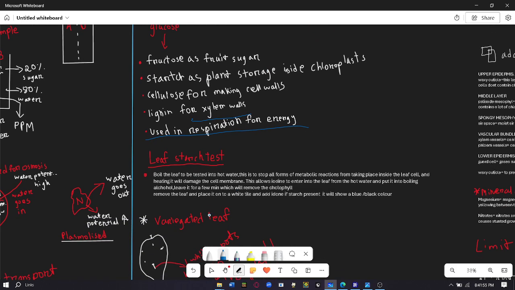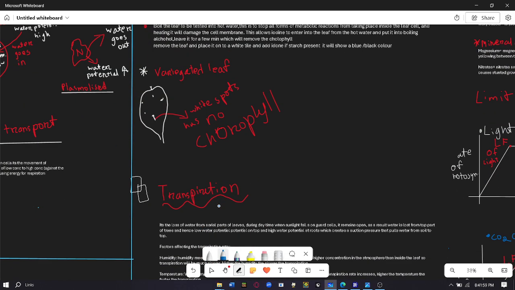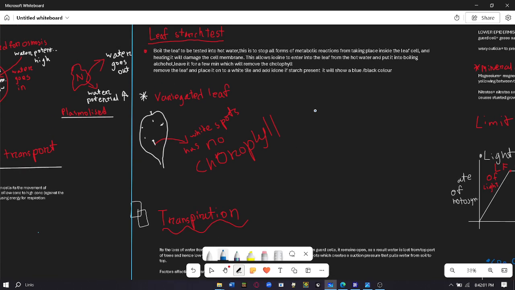Now, the leaf starch test. It's very simple, very basic. All we do is boil the leaf in boiling water. This is to stop any metabolic reactions taking place inside the leaf, and the heating also damages the cell membrane, which allows iodine to go inside. Then we add alcohol, and this alcohol, after a few moments, will remove the chlorophyll.